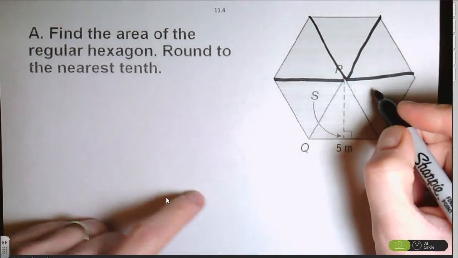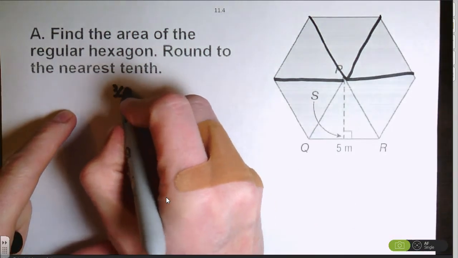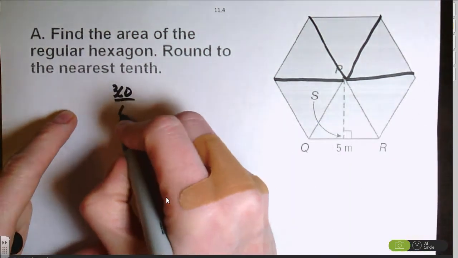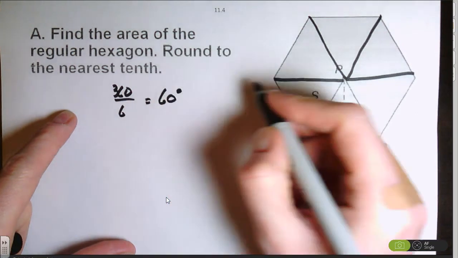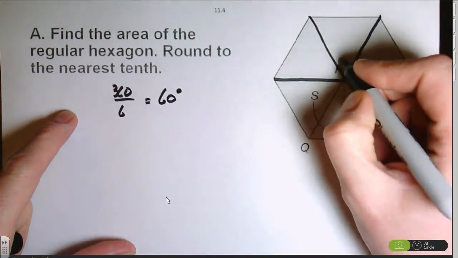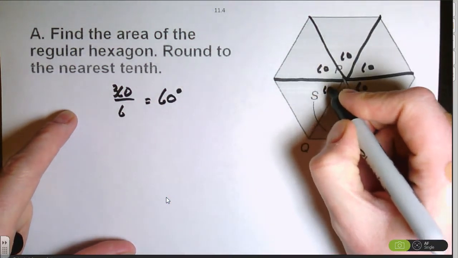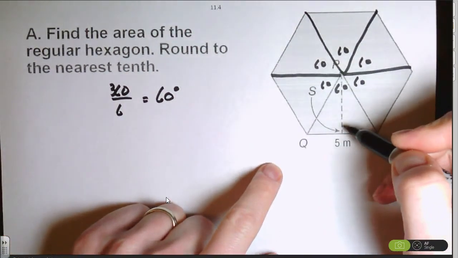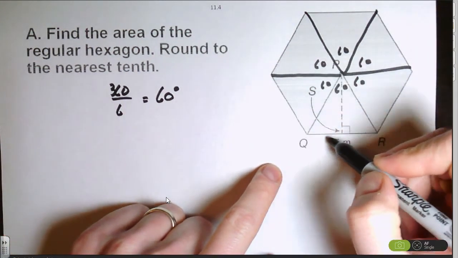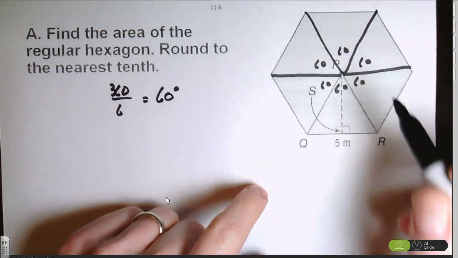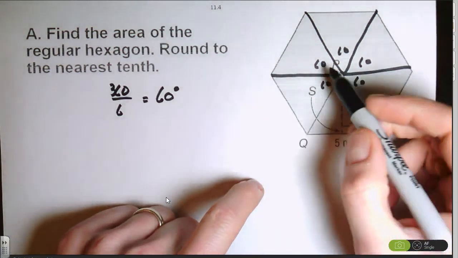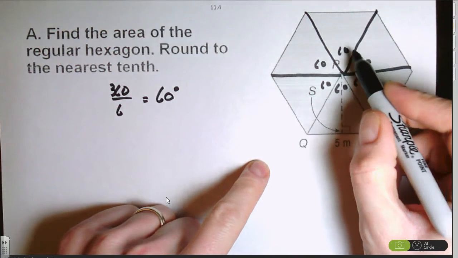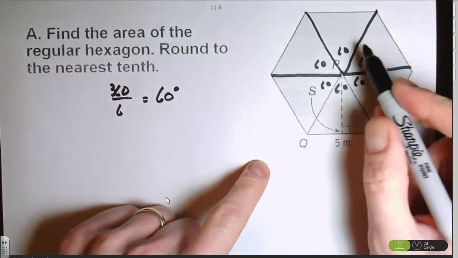Then I find the central angle. There are 360 degrees total. There are 6 triangles, so each angle is 60 degrees. And they've been nice enough here to give us a heads up that this is the triangle we're going to cut in half, because that's the next step. So I've created the 6 triangles, and I found the central angle to be 60 degrees for all 6 of them.